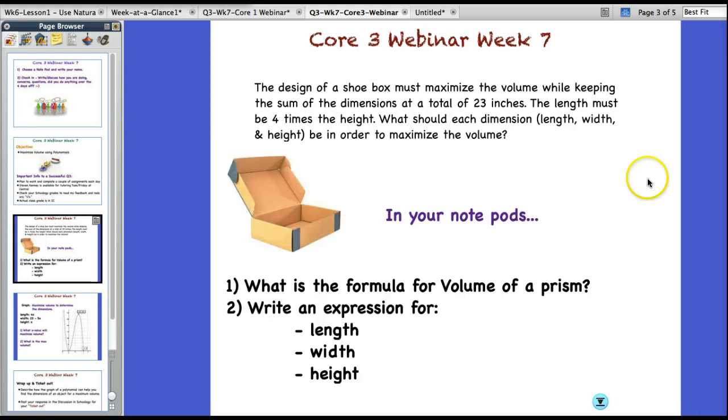It's not that bad. So here's an example, very much like the example you guys are going to have in your class. We're going to design a shoebox.